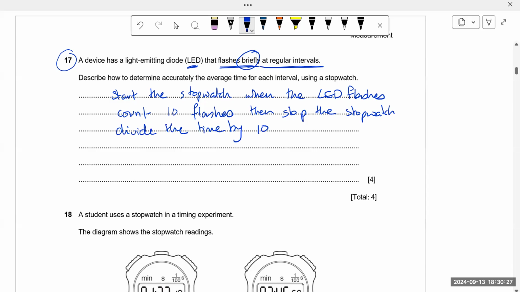Okay, so this is enough. This is how you answer this question. Okay, notice you have 4 marks. If you leave out any of these points, the most important thing is you have to say count a number of flashes. You have to say start the stopwatch with one of the flashes, count 10 flashes, divide the time by 10. Okay.